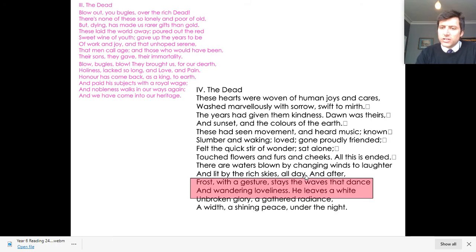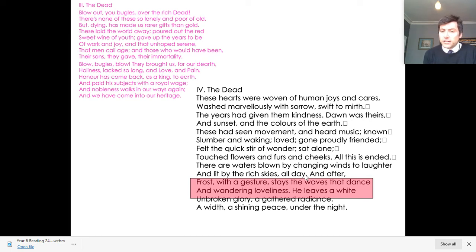And again, looking here at the structure, we can see different elements, but what we can start to see is this idea of imagery. And after, frost with a gesture stays the waves that dance in wandering loveliness. So painting a picture of what happened at the end of the war or at the battle. The dead are lying there, but after they're lying there, in the field, the frost comes over with a gesture. So this is giving a human characteristic to the weather. So it's almost like that pathetic fallacy idea, where the figurative use of weather is being used to describe the feeling.